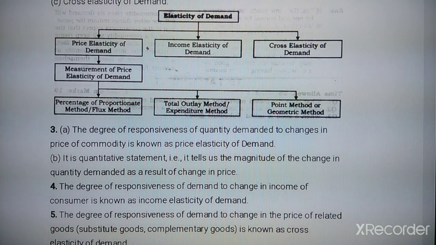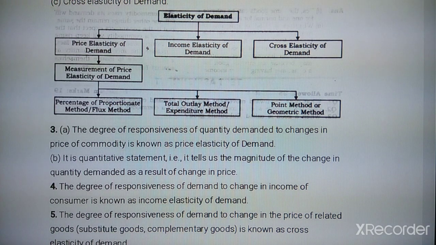The second is the income elasticity of demand. It is the degree of responsiveness of demand to change in the income of the consumer. It means how demand changes when there is change in the income of the consumer. So this we study under income elasticity of demand.